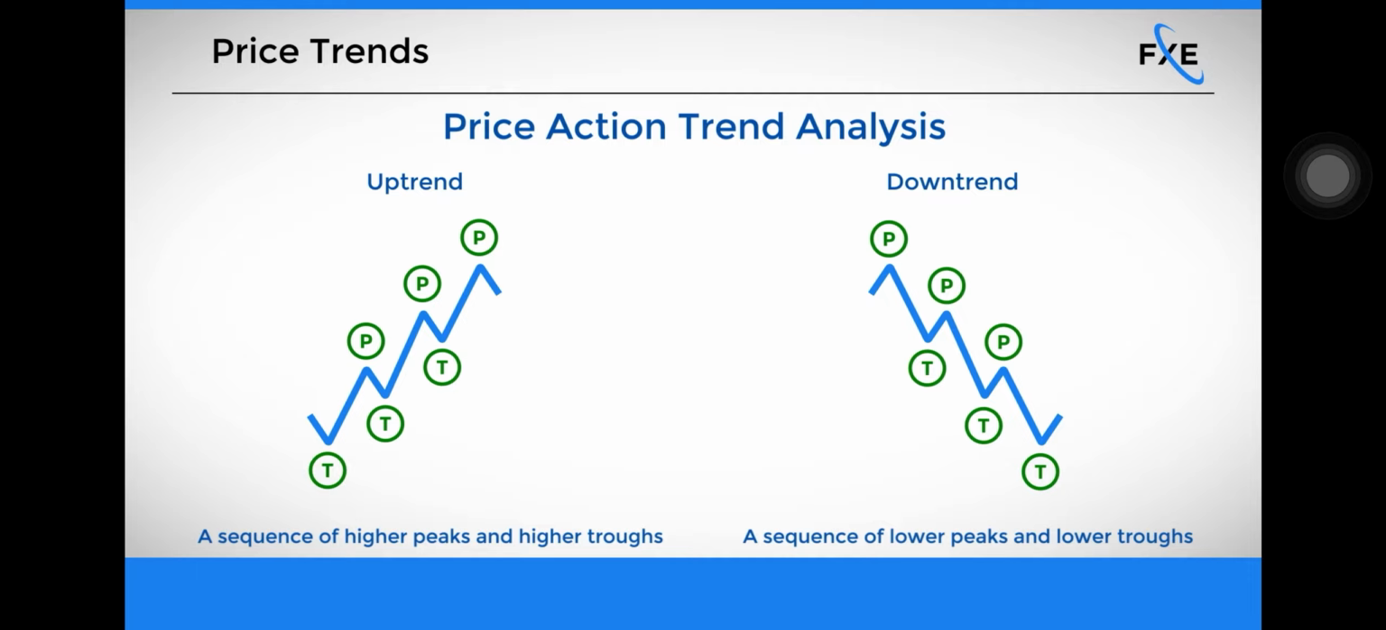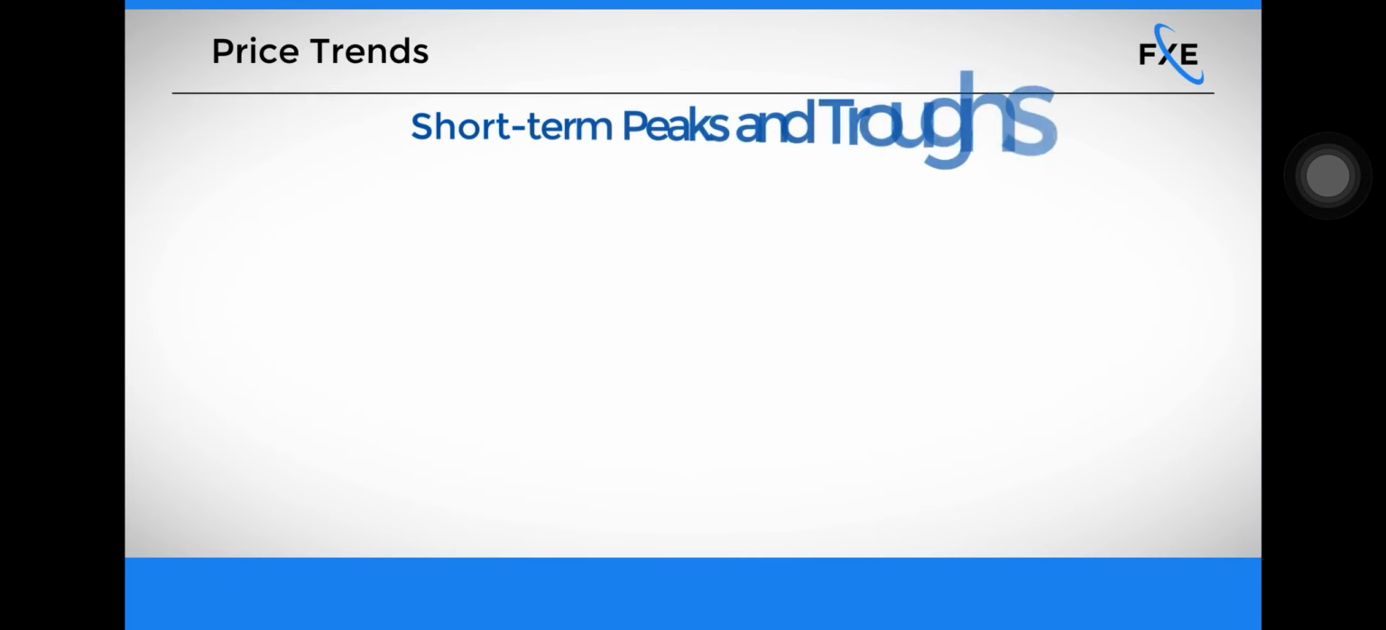Short-term uptrends that are reversed are labelled with a P, and short-term downtrends that are reversed are labelled with a T. Now this structure will display a series of peaks and troughs similar to what we see in the example on the screen. Let's now look at short-term peaks and troughs in action.